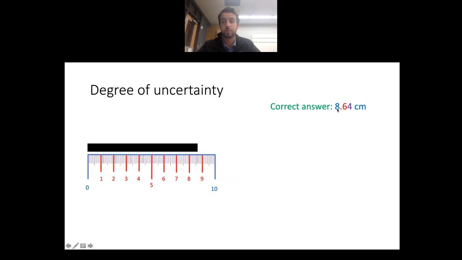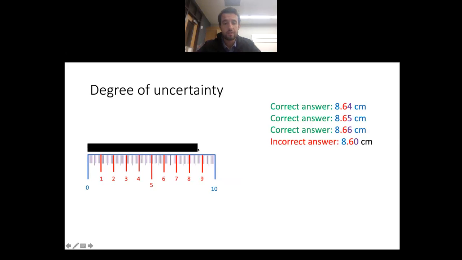So correct answers would be something like 8.64, 8.65 or 8.66 because it looks like this line falls right in between the 0.6 and the 0.7, kind of in the middle. So I'd say anywhere around there. Those would all be correct answers. Some incorrect answers. You couldn't say 8.60. You would only say 8.60 if this line fell directly on one of the purple lines, if you could kind of line those up exactly.